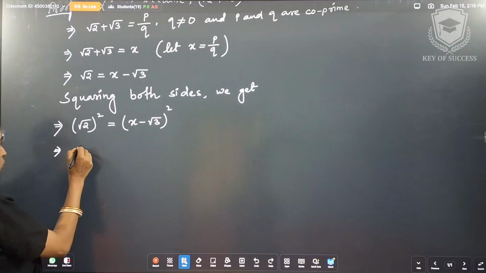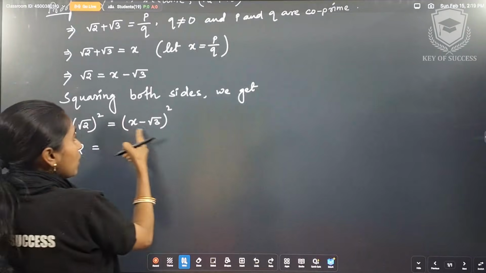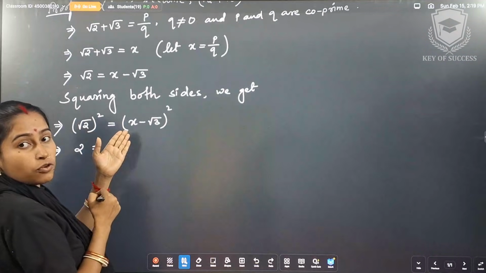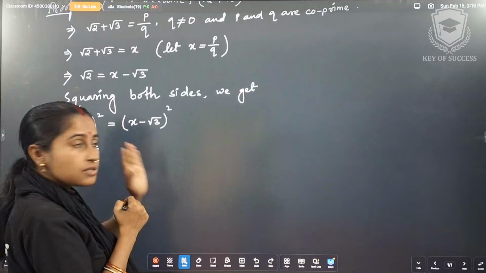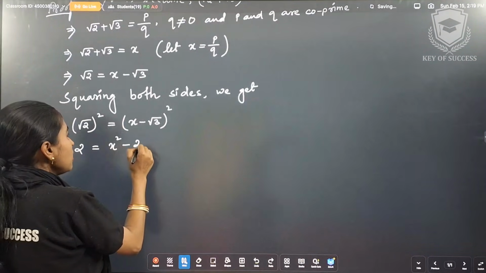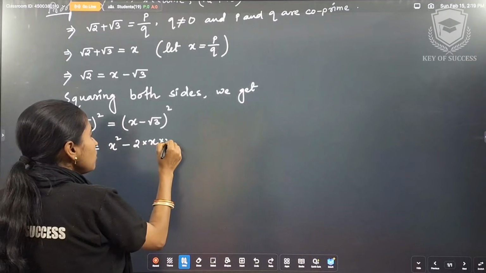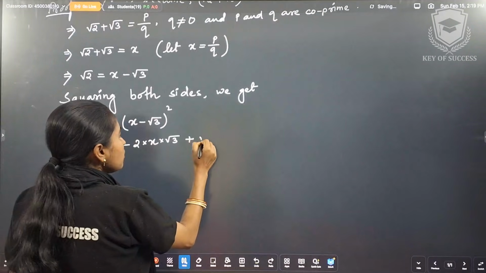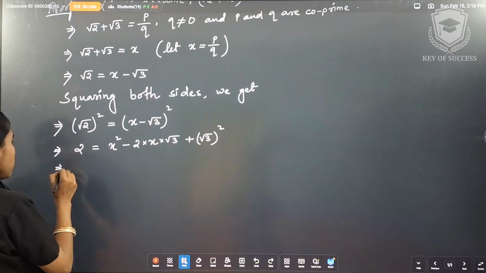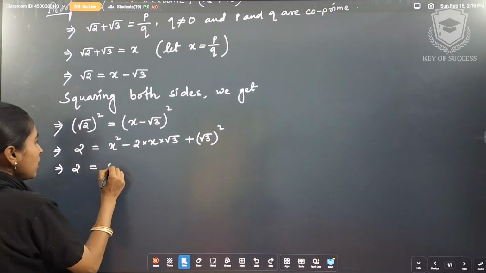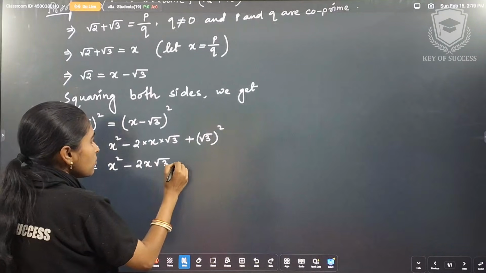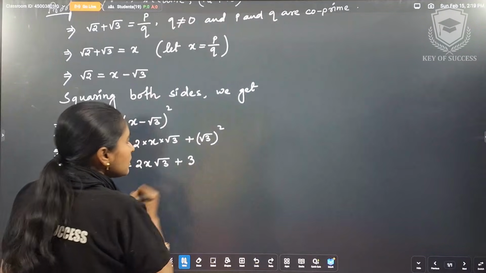Root 2 square is 2 equals, now here you need to apply the a minus b whole square formula. What is the a minus b whole square formula? a square minus 2ab plus b square. So in place of a, that is x, so x square minus 2 into x into root 3 plus root 3 whole square. After that, we calculate the same: x square minus 2x root 3 plus root 3 square is 3.